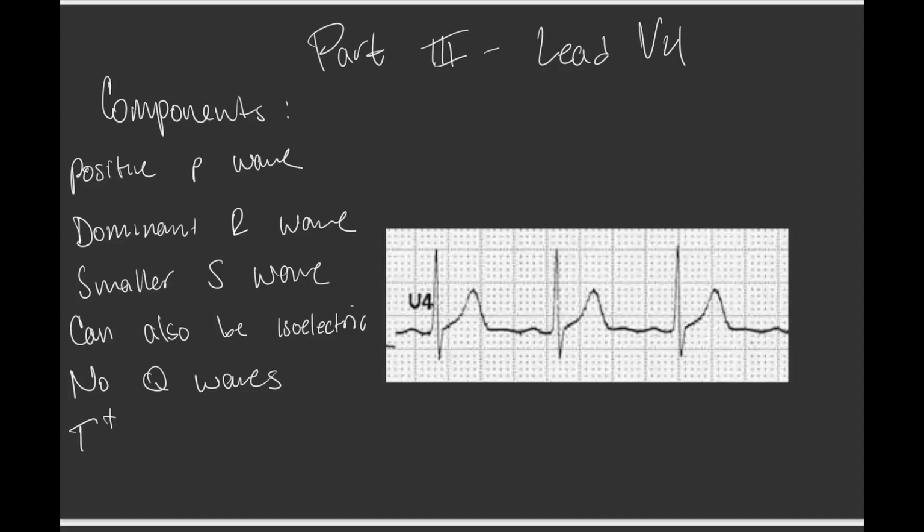So again, if we look at that example, we have the P wave, we have this R wave, this S wave, and since this time the R is bigger than the S, we say we have an RS complex. And here we see that that T wave is positive.